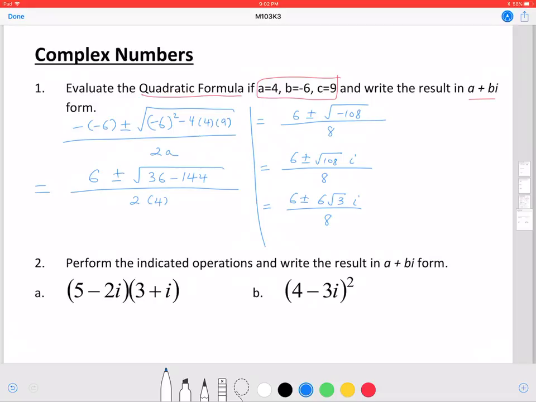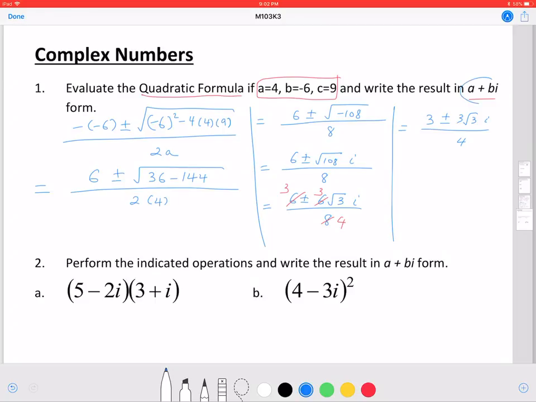so I can divide all three numbers by 2 and have our final answer of 3 plus or minus 3 square root of 3i over 4.